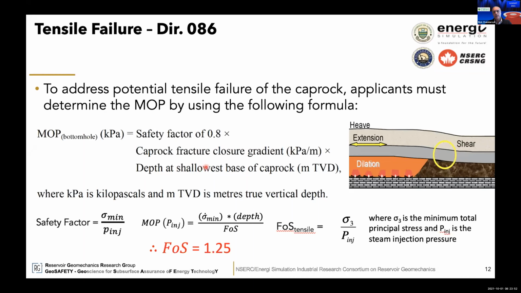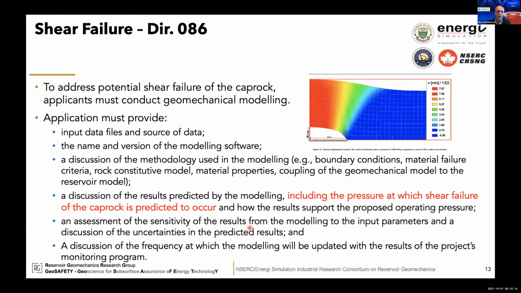And so essentially what you're getting is a relationship between the injection pressure and this minimum stress that's determined inside the caprock. And what this comes down to essentially is a factor of safety of 1.25. So what you're trying to do is design your projects to a factor of safety against tensile failure modes of 1.25.